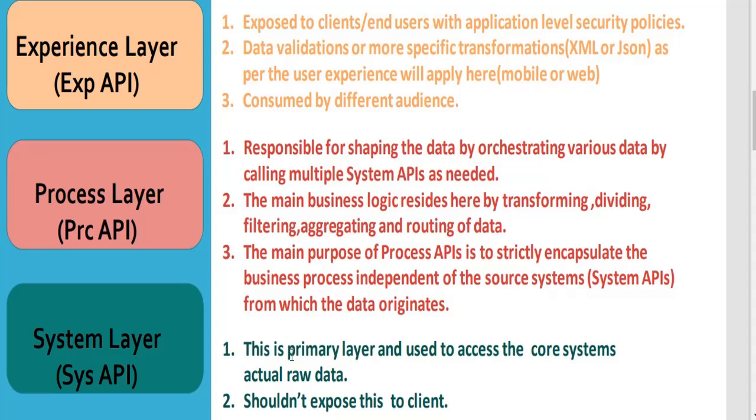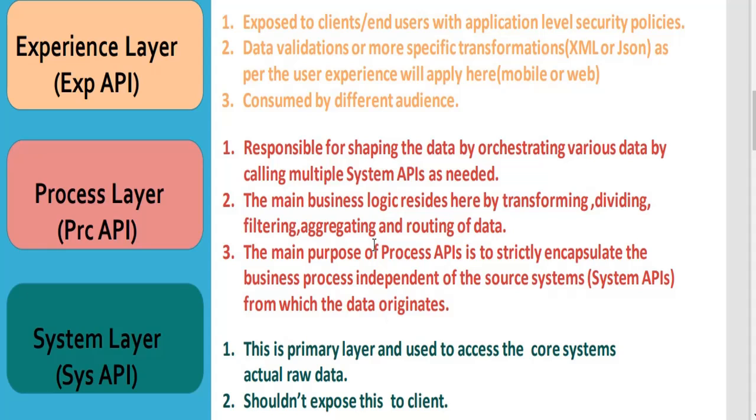So in that way, you will have one process API, and in that process API, you can just invoke these two system APIs, do the transformations and everything, and deliver this data to your experience layer. That's it. The actual business logic, transformation, filtering, aggregating, routing, everything will reside in the process API layer. In your system API, you are just going to connect to that particular system, get the raw data, and send that raw data as it is as a response.